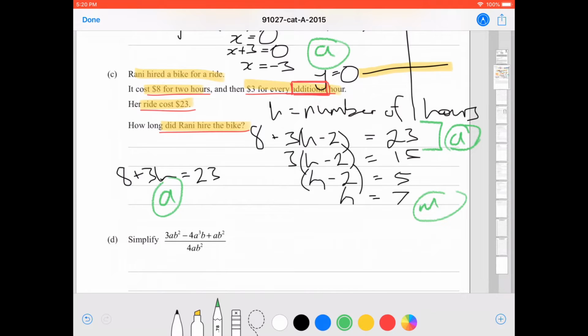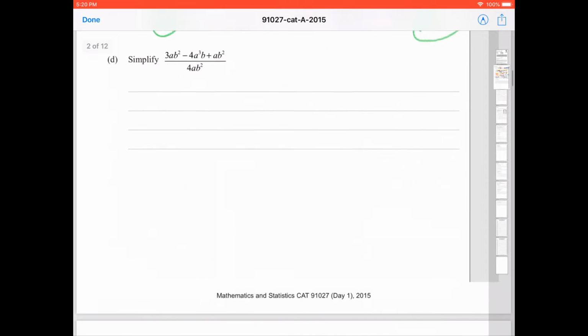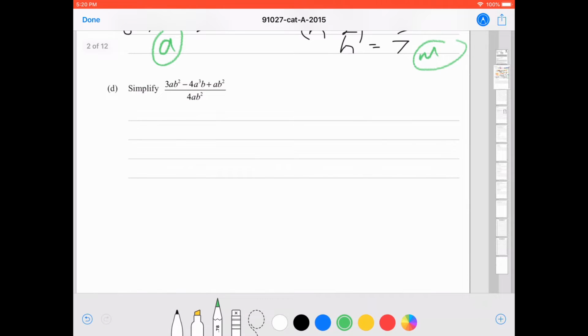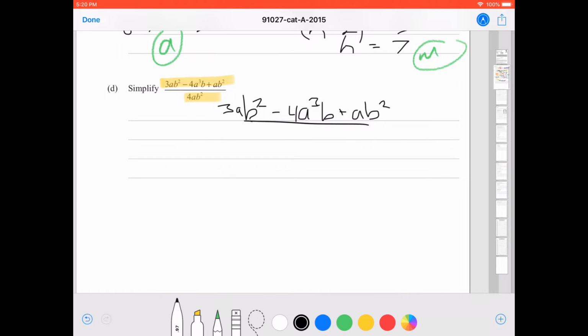Okay, let's move on to question 1D now. We've got this fraction, we've been asked to simplify it. 3ab squared minus 4a cubed b plus ab squared, and that's all over 4ab squared. So the first thing we'll do, as always, is just write down our expression. 3ab squared minus 4a cubed b plus ab squared, and this is all over 4ab squared.